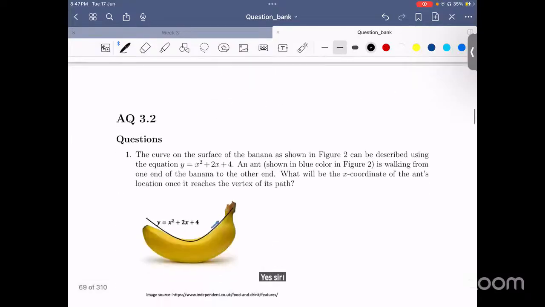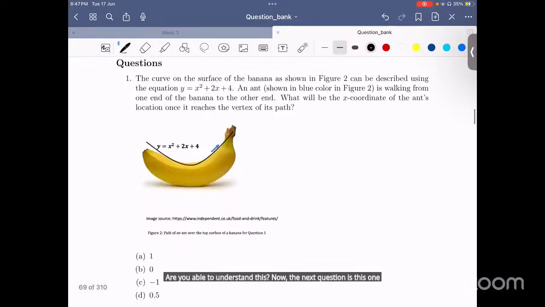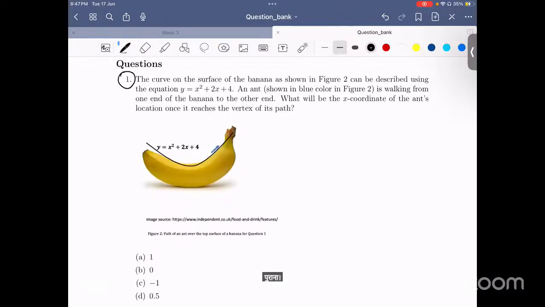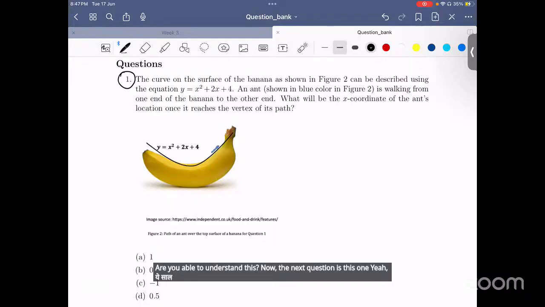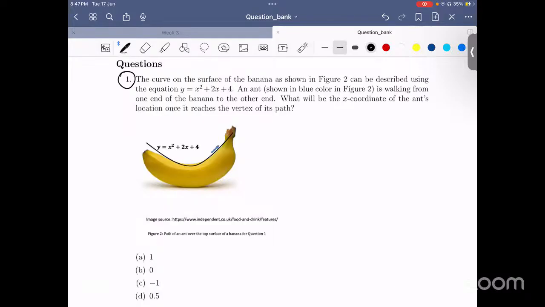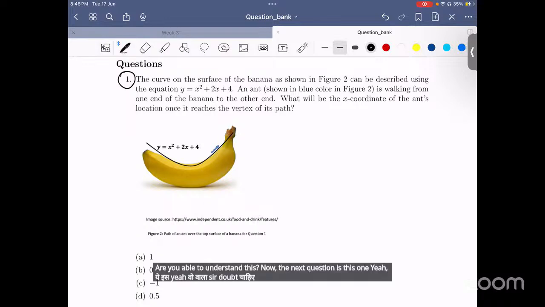Now the next question is this one. Whoever doesn't have any doubt, try to solve this. You don't have to speak out the answer. Let everybody try this. Whoever has a doubt, just ask me.